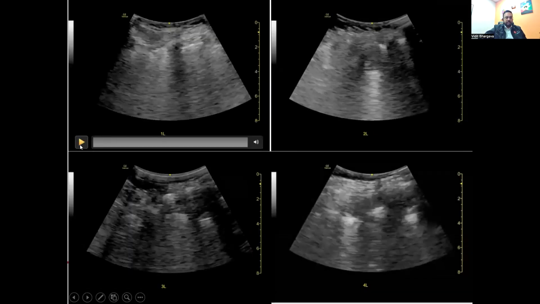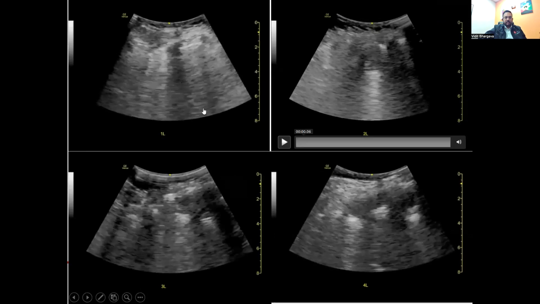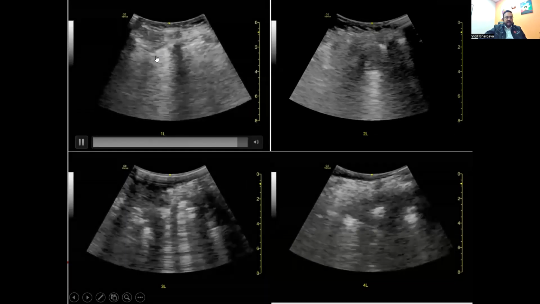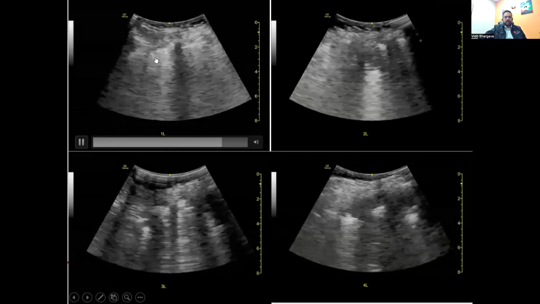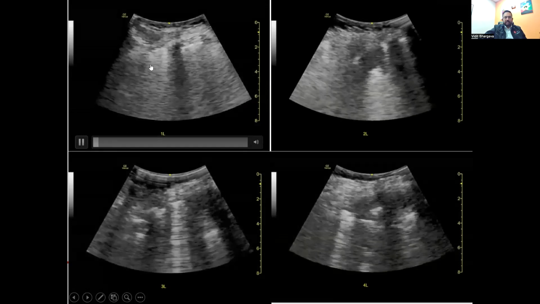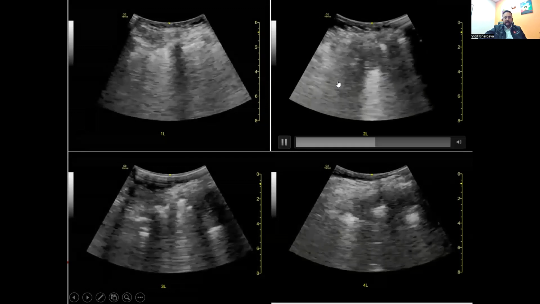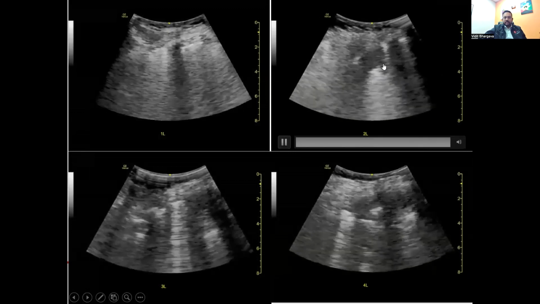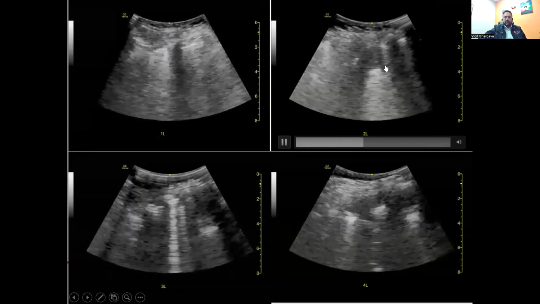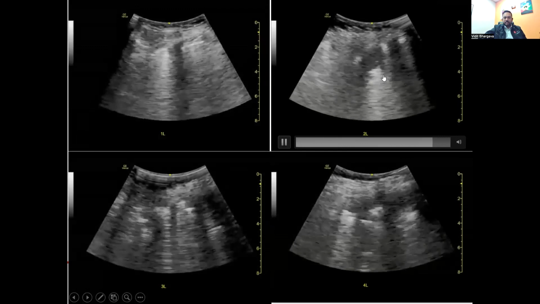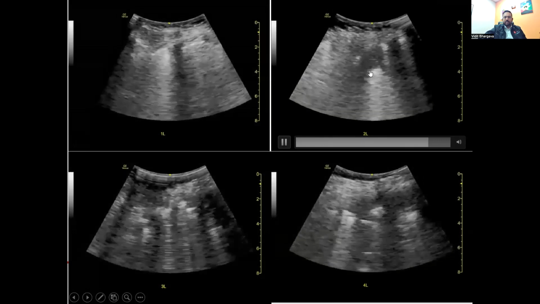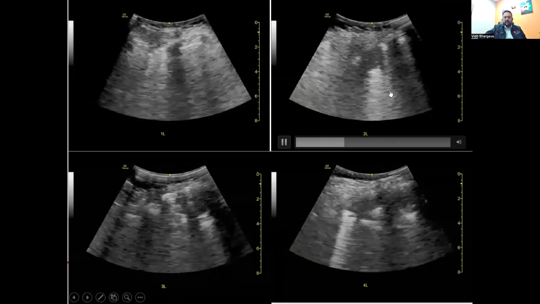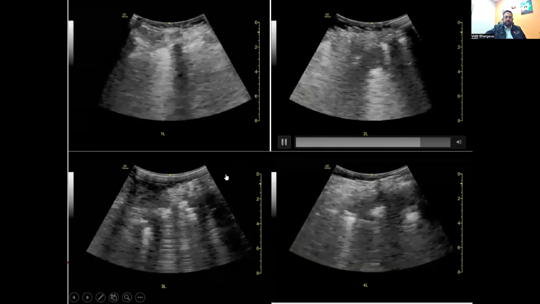Moving over to the left side. In this first image, you see there are some B lines. The pleura still looks pretty nice and smooth. I don't see anything else. And then in the lower anterior lung zone, you start to see this subpleural consolidation right here in the center of the screen. There are some B lines that are confluent from here.